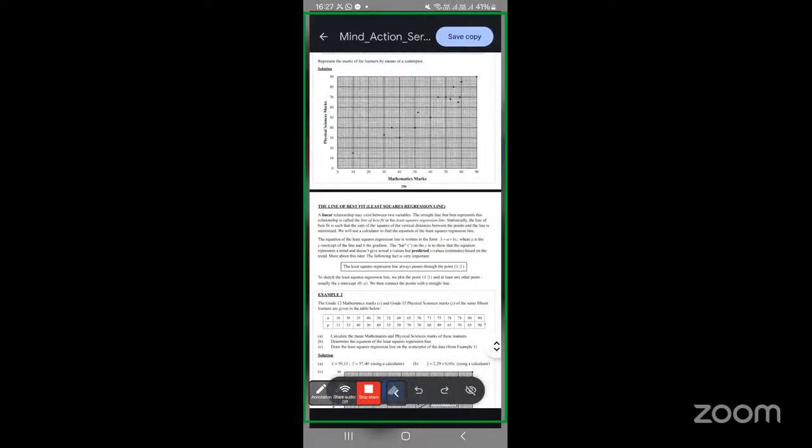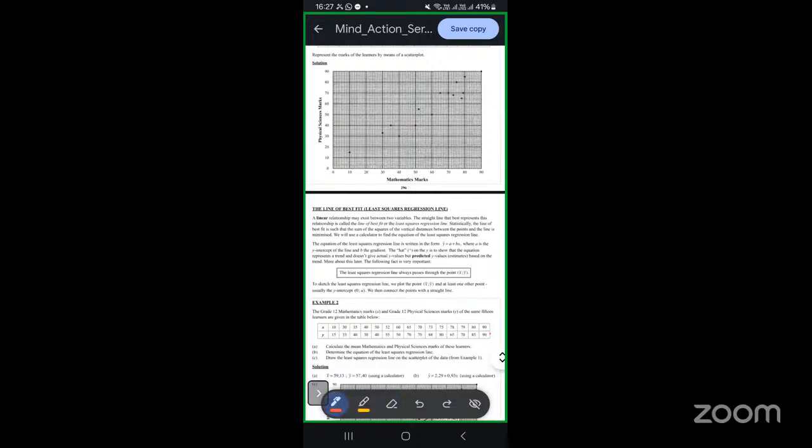Let me share back my document screen. I share the screen and I go back to the document. Okay, I was here. I was talking about this part. So here they are saying that to sketch the least square regression line, you first need to have this point that you got from the mean for the first variable and the mean for the second variable. Just know that the least square regression line is going to pass through that point.